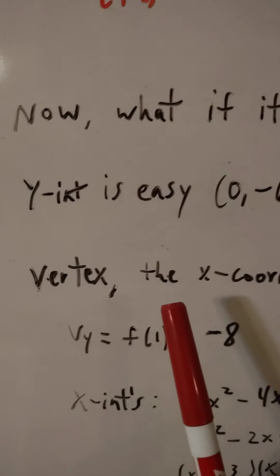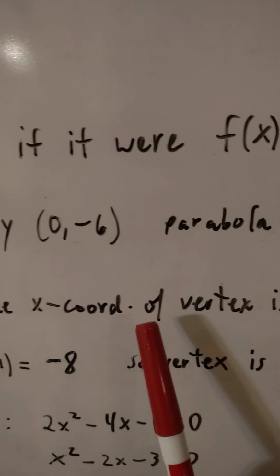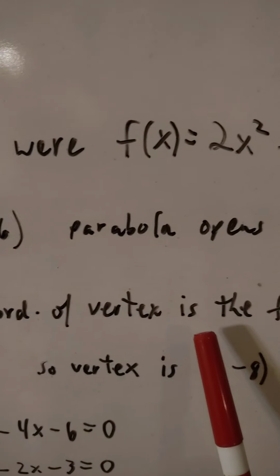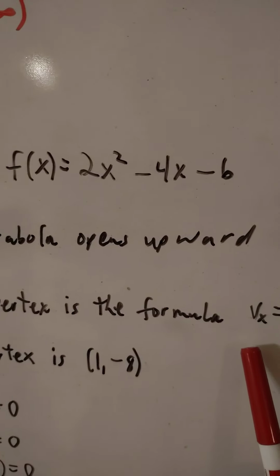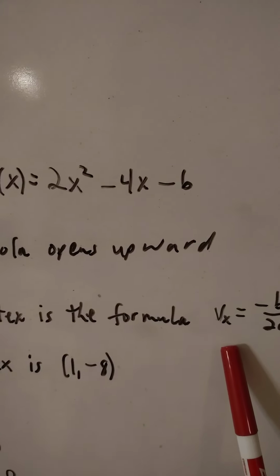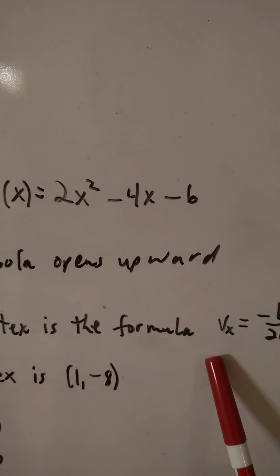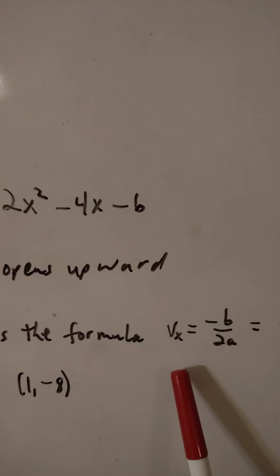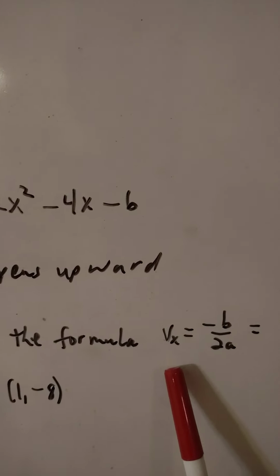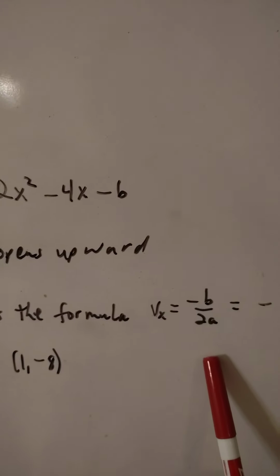How do you solve for the x-coordinate of the vertex? Remember, the vertex is an ordered pair. You need an x-coordinate and a y-coordinate. And here's the formula for the x-coordinate of the vertex. I like to write capital V with the subscript of x for x-coordinate, or you could write h. H is the other variable for the x-coordinate of the vertex. Your call, either V sub x or h. I like to identify my work. And here's the formula: negative b over 2a. Very simple formula to remember.